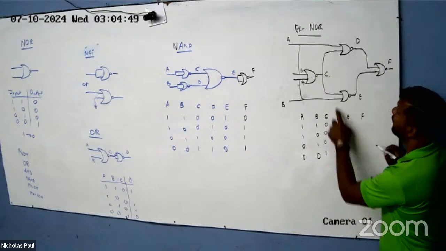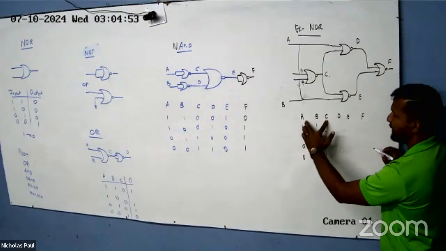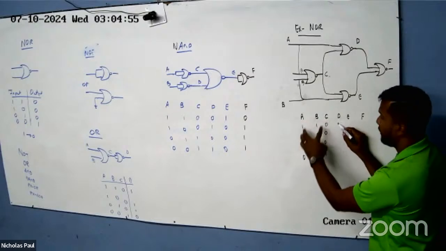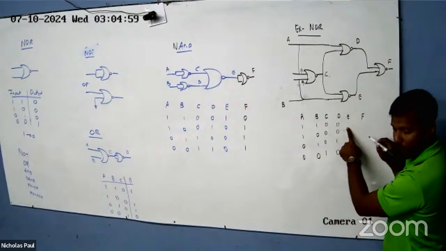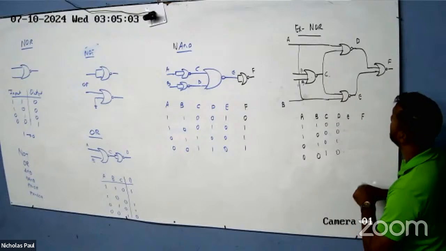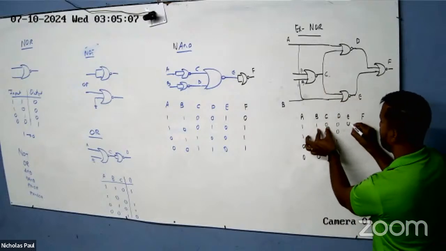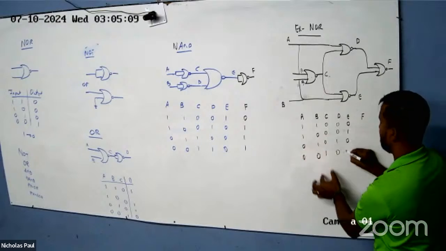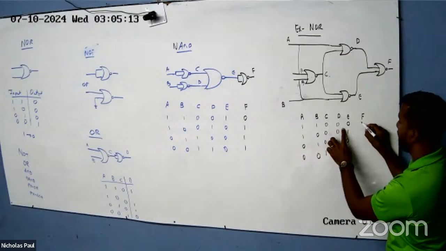D now. D is A and C. So I'm looking at A and C to get D. So 0, 0, 1, 0. E, I'm looking at C and B. So I'm looking at these two to get E. 0. And to get F, I'm looking at D and E. 1, 0.